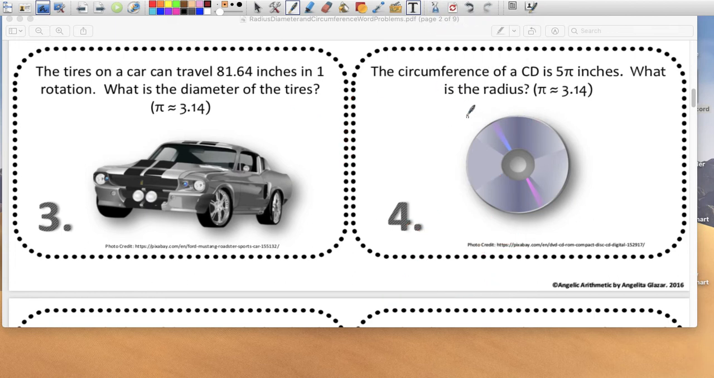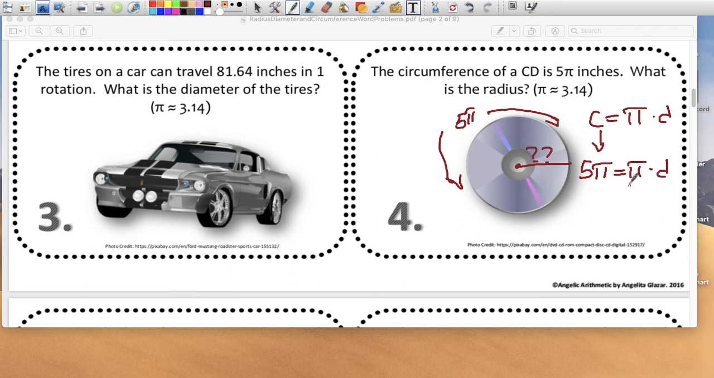The circumference of CD is 5 pi around, right? What is the radius? We're looking for this radius, this is what we're missing. So C equals pi times D. The circumference is 5 pi equals pi times D. Divide both sides by pi. So we got that the diameter is 5. Do I want the diameter? No, I want the radius. So 5 divided by 2 is 2.5. So this is 2.5.